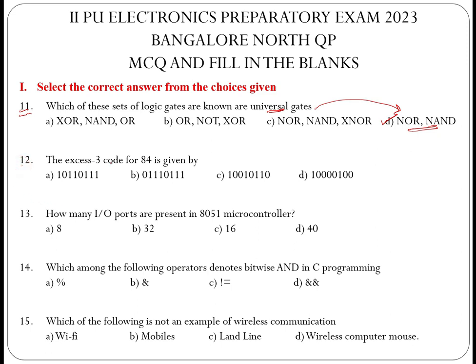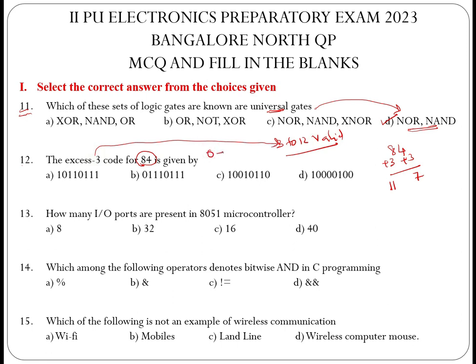12th question. The XS3 code for 84 is given by. Here please observe carefully. Don't skip the video because you should understand the concept here. That is more important. 84 means you need to add individually 3. 4 plus 3 becomes 7, 8 plus 3, 11. Don't take it as carry. Up to 12, that is 3 to 12 are called as valid states for XS3 code. Check the table in the textbook.